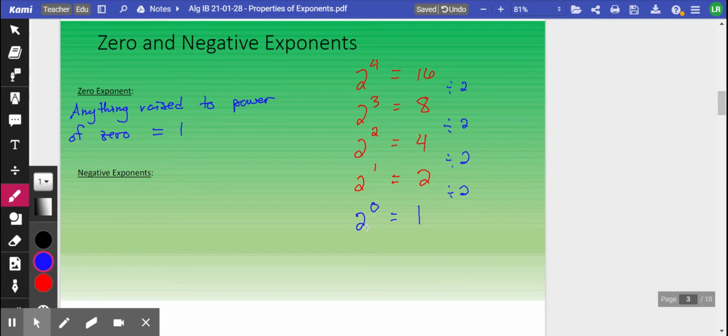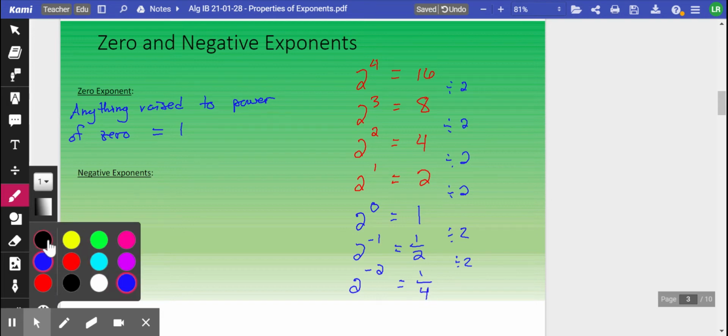So let's keep going in reverse. 2 to the negative 1 power, 2 to the negative 2 power. Well, if we still follow this pattern, dividing by 2, 1 divided by 2 is 1/2. Okay, 2 to the negative 2 power. Well, I divide by 2. That's going to be a fraction, 1/4.